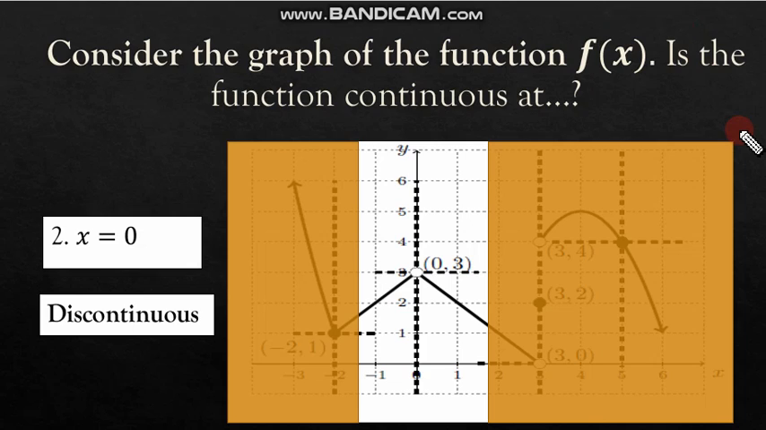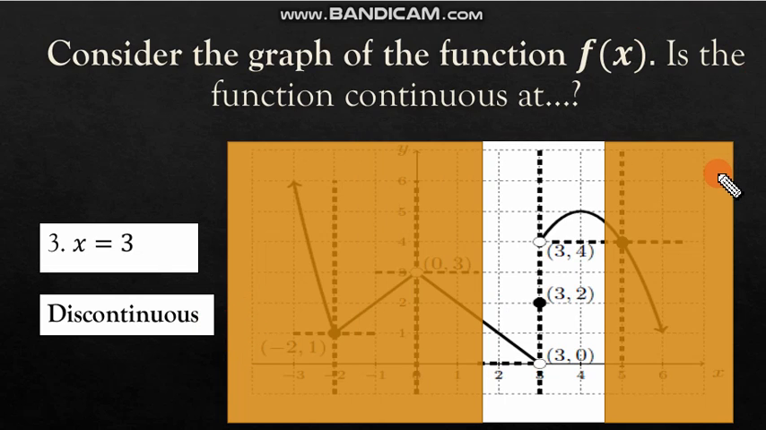Okay, for number 2, at x is equal to 0, you can see that at the graph where x is equal to 0, we can see that there is a discontinuity there. So as we trace the graph from the left side of x is equal to 0, we can see that at exactly x is equal to 0, there's a hole in the graph, meaning to say there's an interruption here, and we are forced to lift our pen before we could trace again to the right side of x is equal to 0. Therefore, at x is equal to 0, the function is discontinuous.